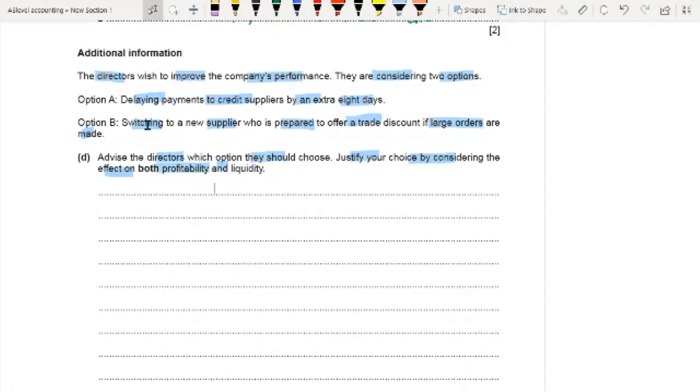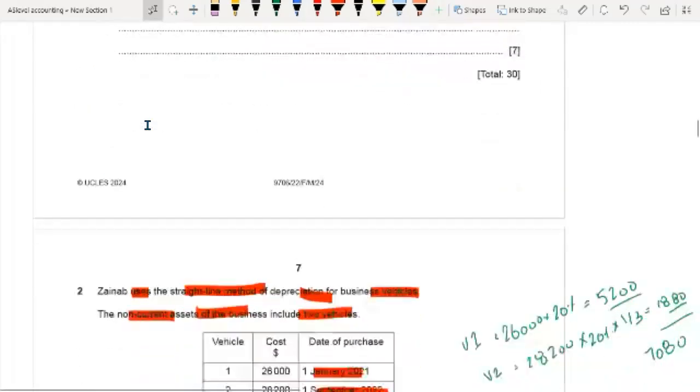And if you see option B, which is about switching to a new supplier who is prepared to offer a trade discount if large orders are made. If we talk about its profitability, it will improve profitability as cost of sales reduces. And a possible reduction in quality is the disadvantage, and maybe the supplier will prove unreliable. It means delivery times, resulting in delays and possible loss of customers. And if we talk about its liquidity, it will improve cash flow as cost of purchases reduces. So you can advise whatever you want, though it should be logical.